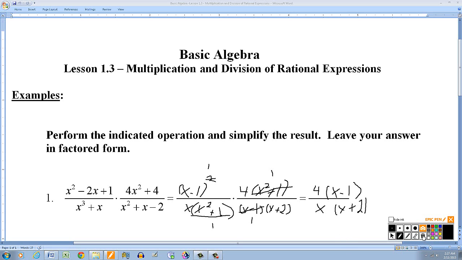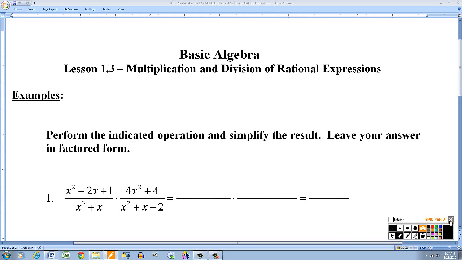And then we clear this. Go to the second one.